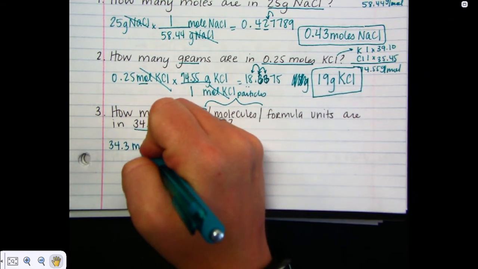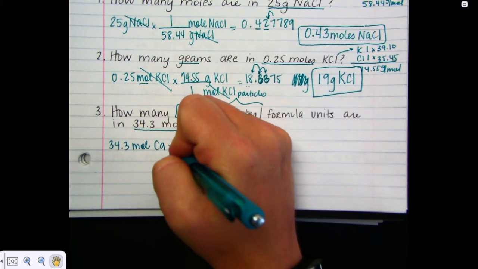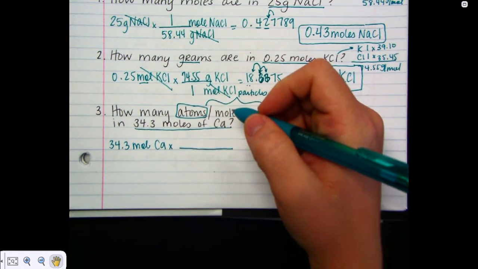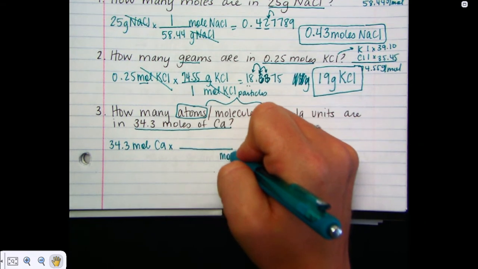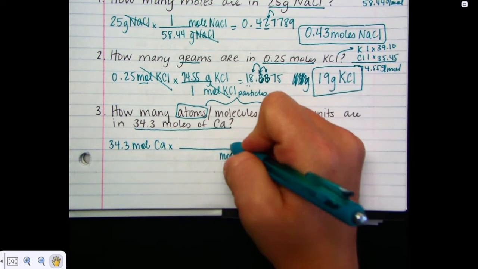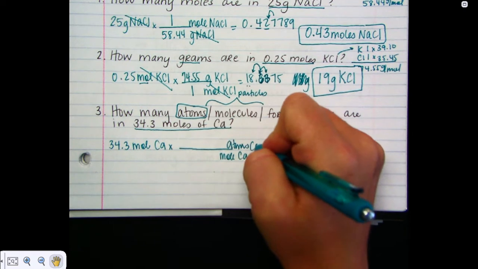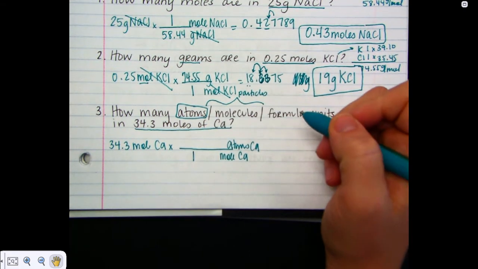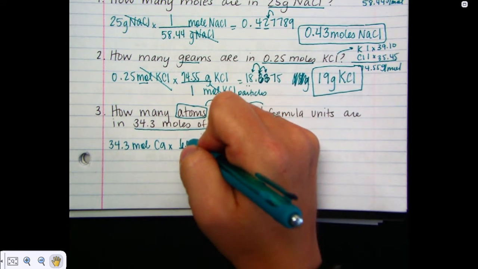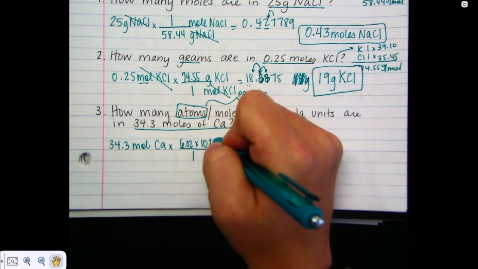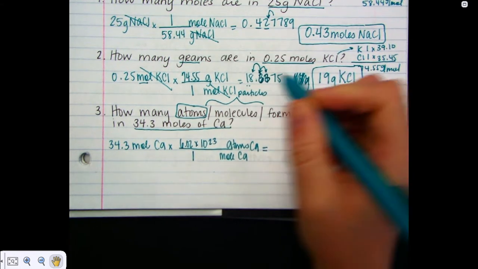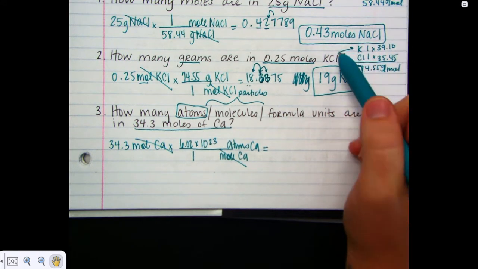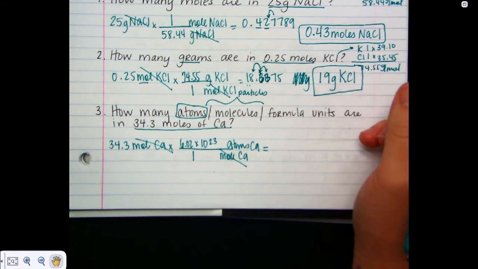So 34.3 moles of Ca times. I've got to get rid of my moles. So moles of Ca go on the bottom and atoms of Ca go on the top. 1 mole is equivalent to Avogadro's number, 6.02 times 10 to the 23rd. And that's it. I don't have to calculate anything ahead of time like I had to do up top where I had molar mass. This time I just use that constant.